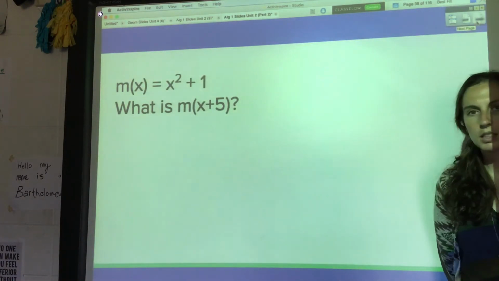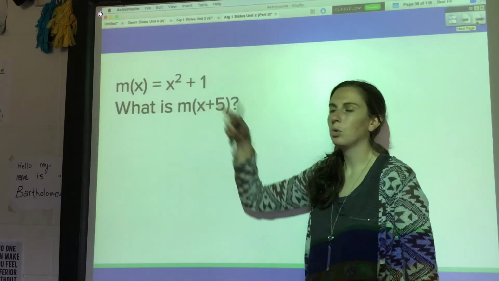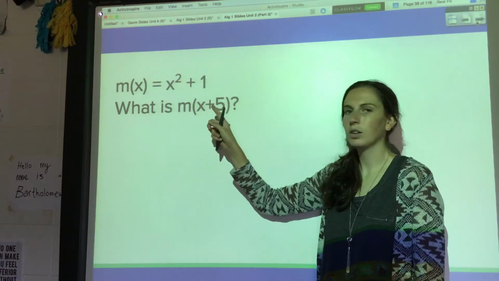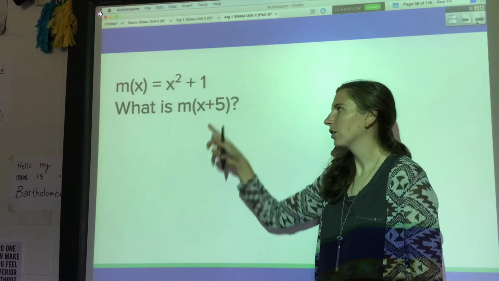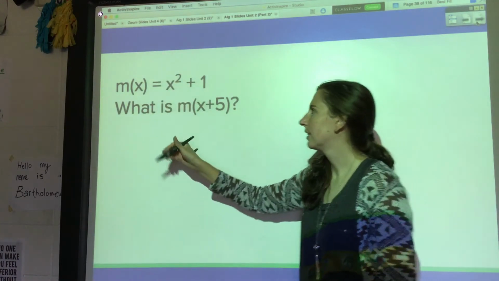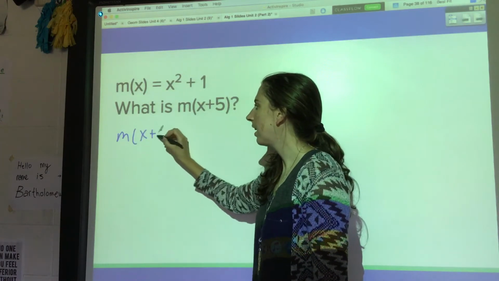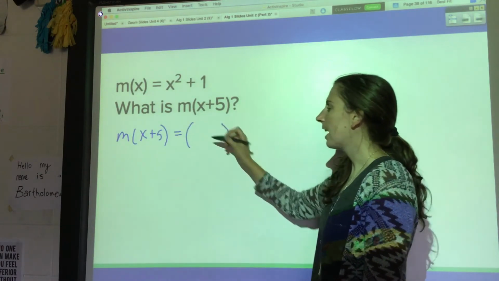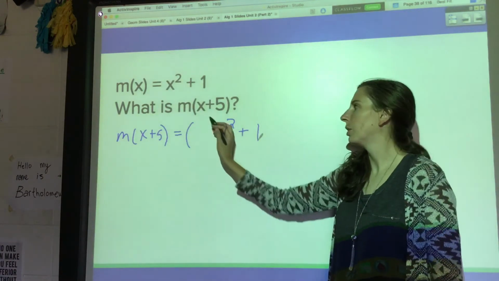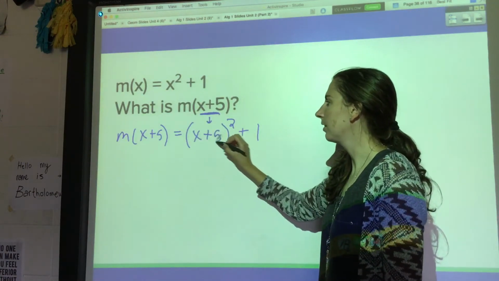Okay, this one's kind of similar. This is the function m of x equals x squared plus 1, but now I want m of x plus 5. I know it's confusing because there's multiple x's here. You're not going to multiply these x's together. You're literally taking out that x and putting in x plus 5 in its place. So m of x plus 5 means take out the x that was there, and instead of the x that was there, we're putting this. So (x plus 5) squared.